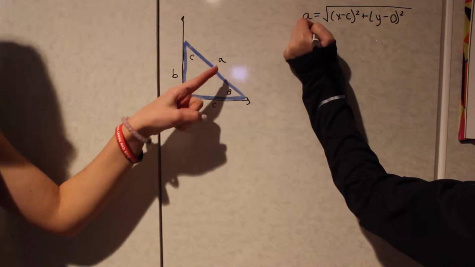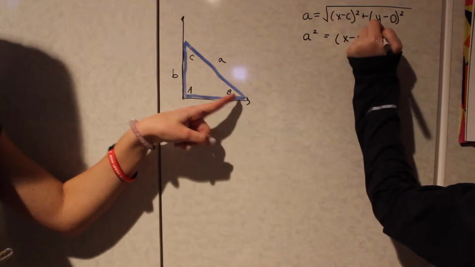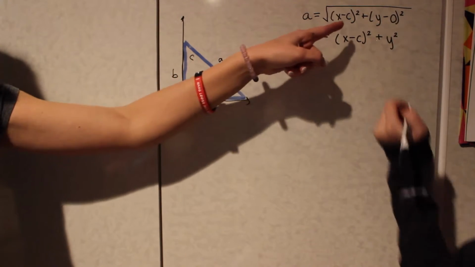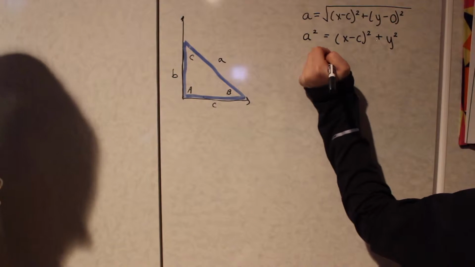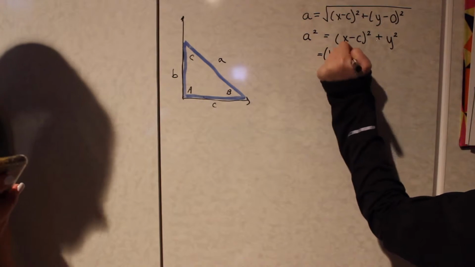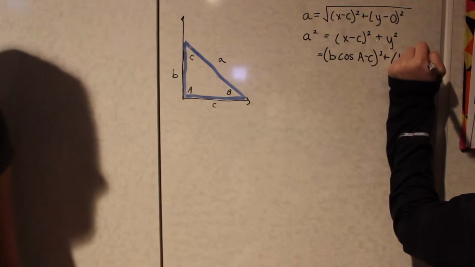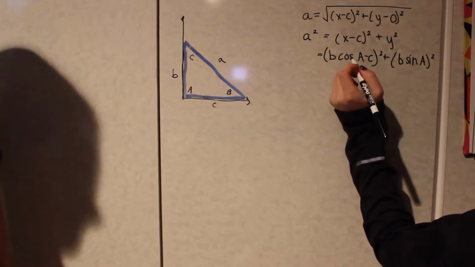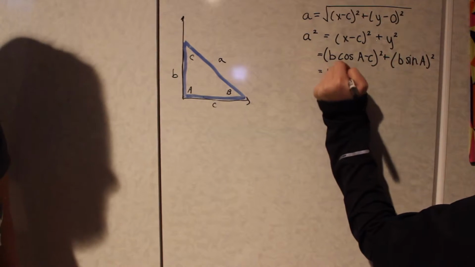So to find the length of side A, you're going to use the distance formula between the points B and C. So that's represented there. Then you're going to square both sides to get rid of the square root. And then basically you're just going to simplify the equation until you get b squared plus c squared minus 2bc cosine A.